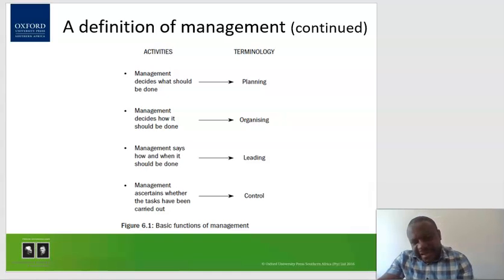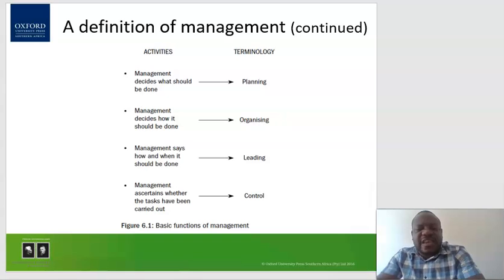So the activities of a business, we will look at them. Chapter 7 will be planning, chapter 8 will be organizing, chapter 9 will be leading, and chapter 10 will be controlling. So basically, part of the management activities is that of deciding what should be done, and that is planning. Deciding what needs to be done or what should be done, that is planning. Then they also decide how it should be done. So after planning, they also organize, mobilize resources, coordinate activities. It is also part of management tasks.